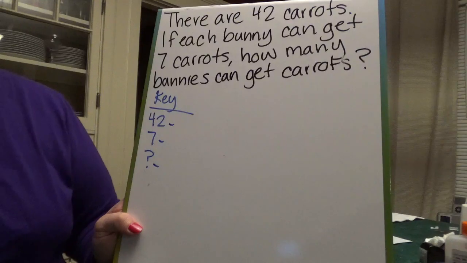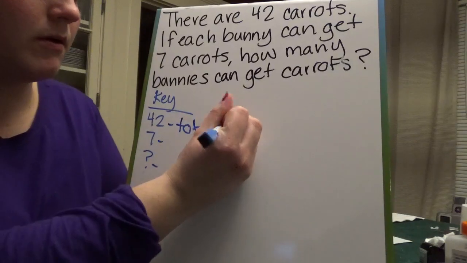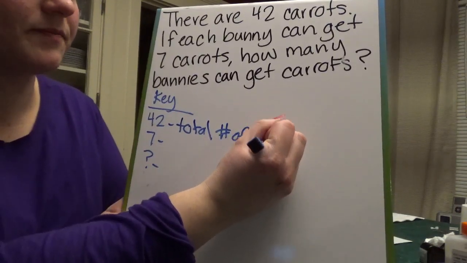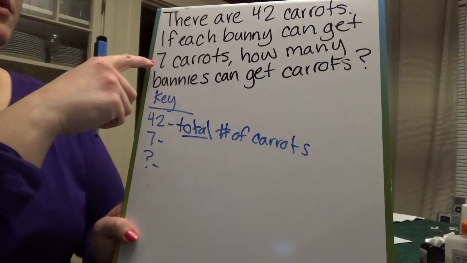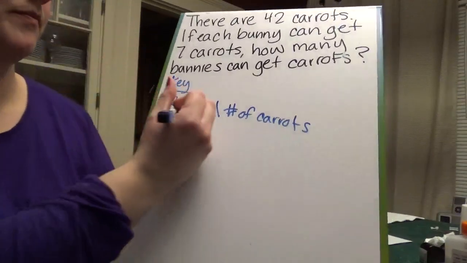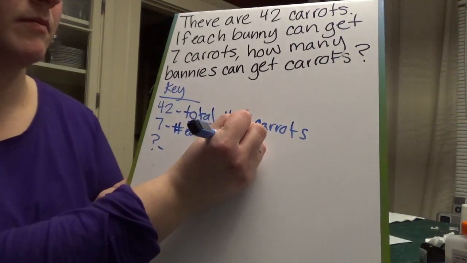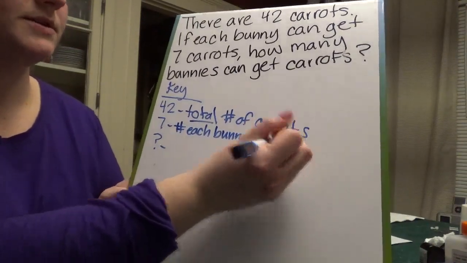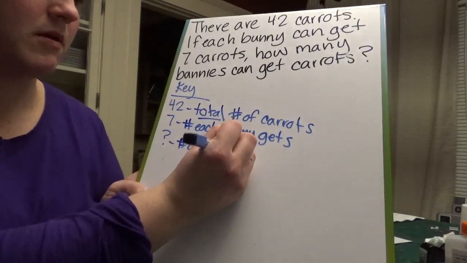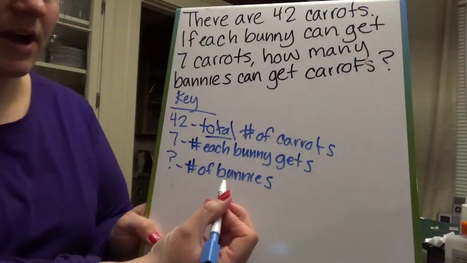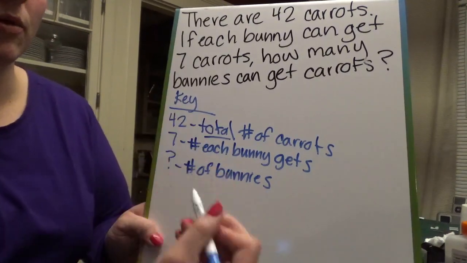When you read this problem, hopefully you figured out that 42 is representing my total number of carrots. So that's my total. And then the number 7 represents the number each bunny gets. So that means I have to figure out my number of bunnies. So this means I am trying to figure out my groups. I do not know how many groups I have. I do know the number in each, but I don't know my number of groups.